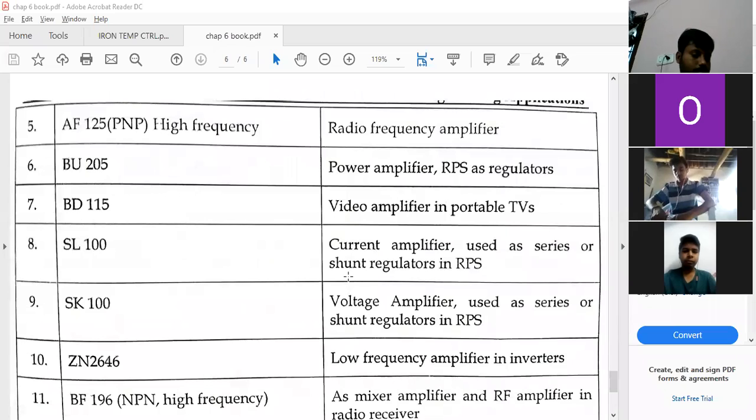Now, the significance of the transistor number marked on the transistor case, and transistor packages, we'll discuss in the next session.